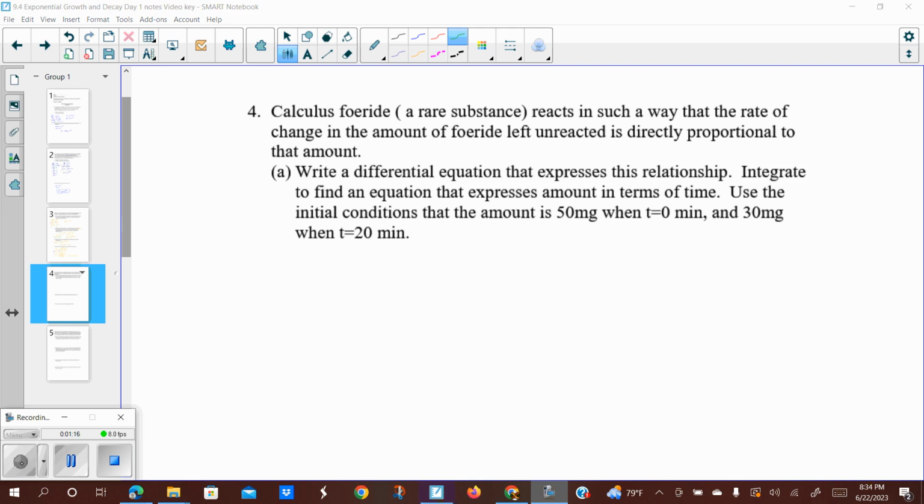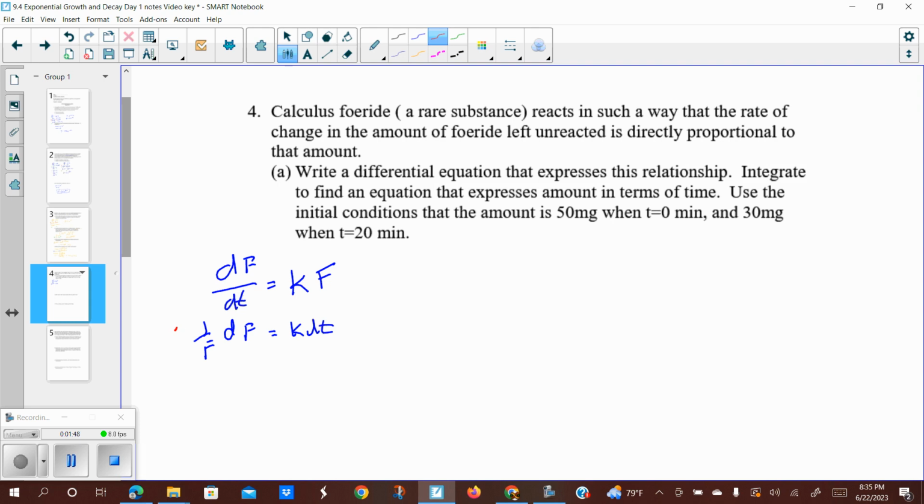All right, so let's start off by writing the differential equation. The thing that is changing is the calculus fluoride, so I'm just going to use capital F, and that is changing over time. And again, it is the fluoride which is changing. It's directly proportional to the constant of proportionality. So we'll go through our typical process. We'll divide by F, multiply by dt. 1 over F dF equals K dt.